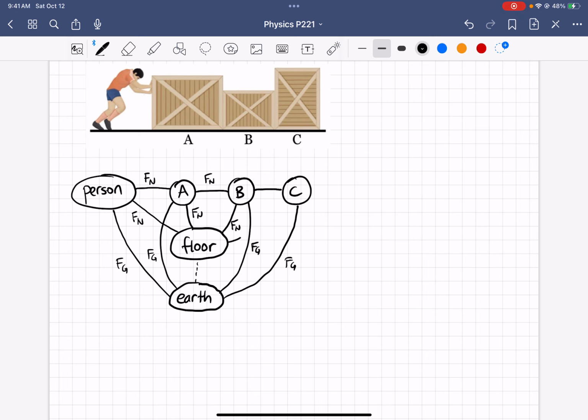Okay, so let's see if I can construct a free body diagram for crate A. If I draw a box around A and count the lines, I see 4 forces on the diagram touching A. So I know in my free body diagram for object A, there should be 4 arrows ultimately. So I see a gravitational force from the Earth.